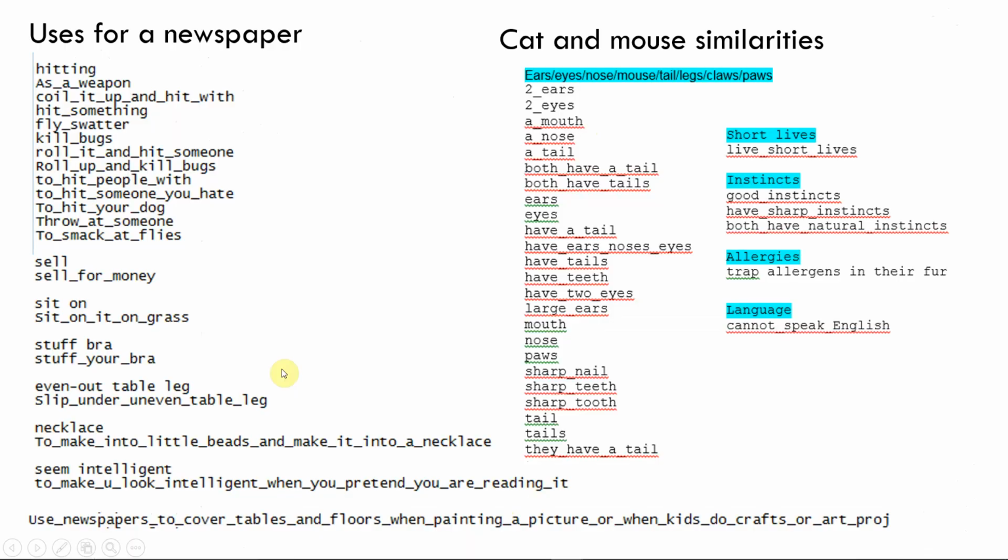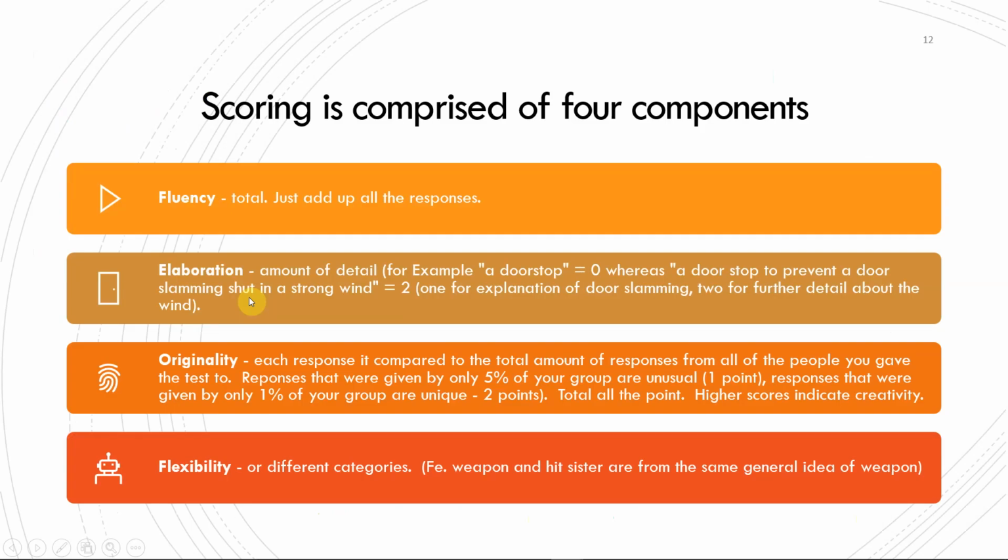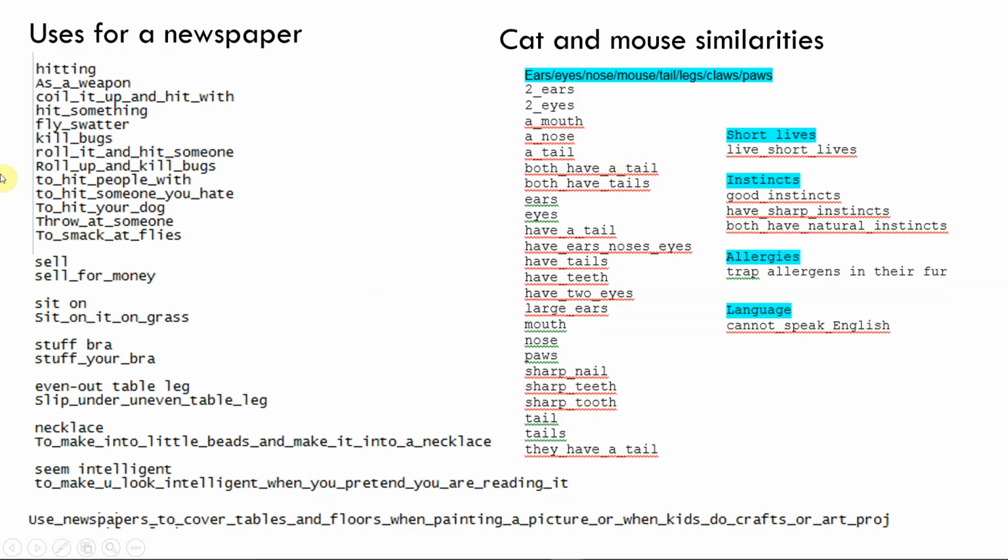What about originality? Did you come up with anything that's not on this page? Because then you might get points for originality, coming up with things that no one else had thought about. And then flexibility: are you all in one category, or are you touching on a lot of them? So that's basically some creativity tasks that you can use to figure out to what extent you are creative.